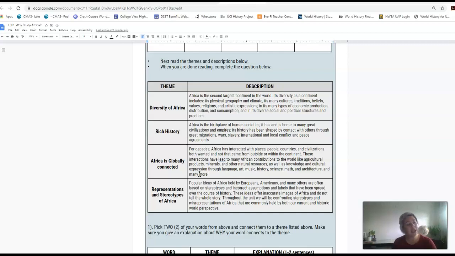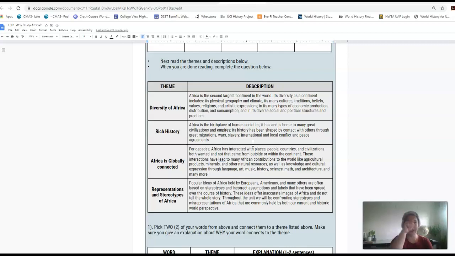The third one is Africa is globally connected. So for decades, Africa was connected to other places, people, countries, and civilizations, both wanted and not, that came from outside or within the continent. These interactions have led to many African contributions to the world, like agricultural products, minerals, and other natural resources, as well as knowledge and cultural expression through language, art, music, science, math, and architecture, and many, many more.